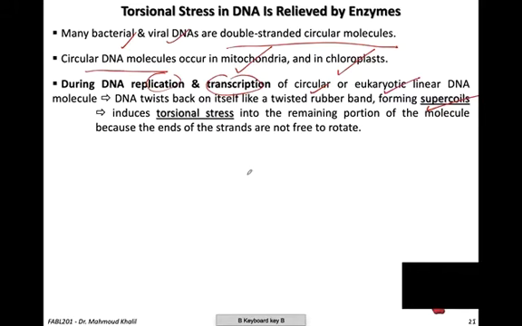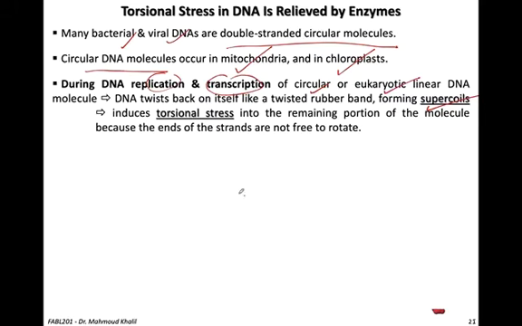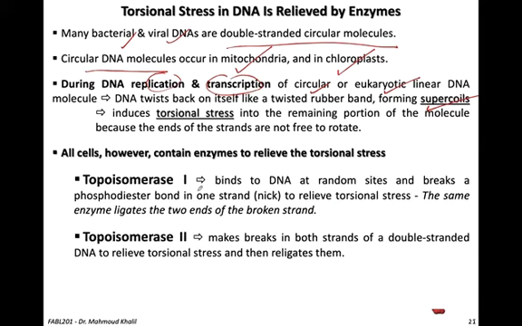How do we solve it? There are two enzymes that exist in our cells. One is called topoisomerase 1 and the other is called topoisomerase 2. Once there is a torsional stress in the DNA molecule, topoisomerase 1 can bind at random sites and relieve this torsional stress by breaking only one strand, which is called a nick. Once the torsional stress is relieved, the same enzyme will bind again the two broken ends. So what's the difference between topoisomerase 2 and 1?